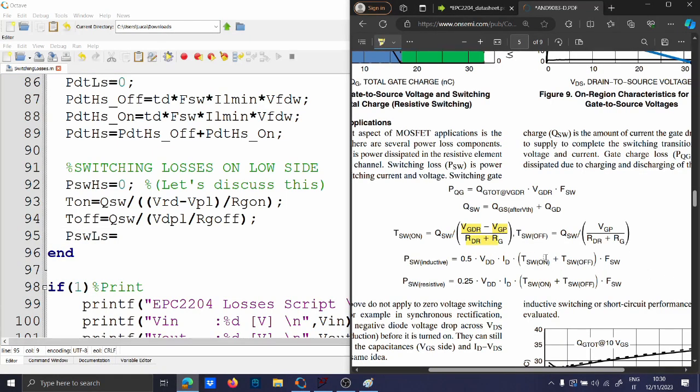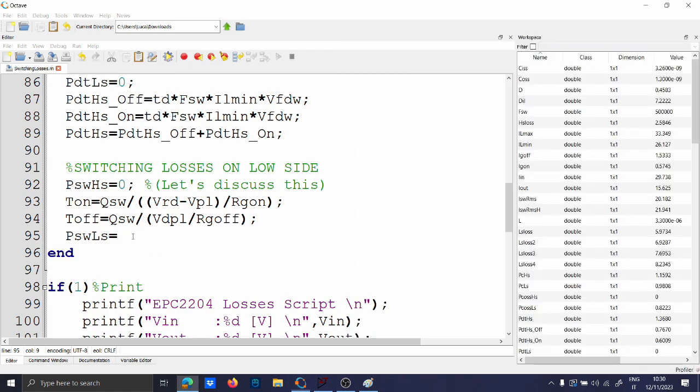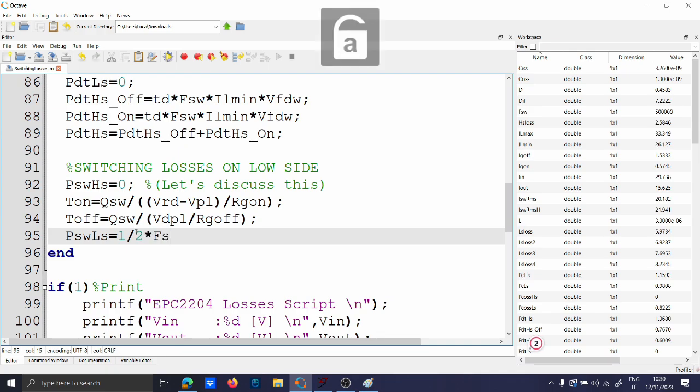So VDD times ID times these two guys here. So let's insert this: 1/2 times F switch times VBus times the IL max times T on plus IL min times T off.